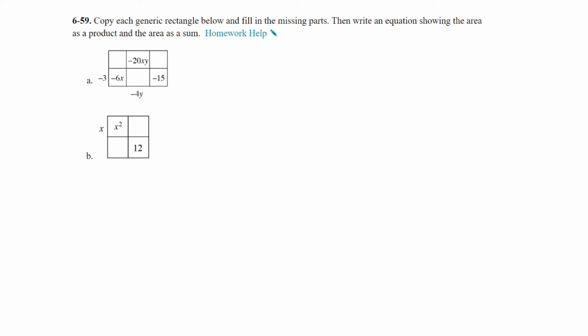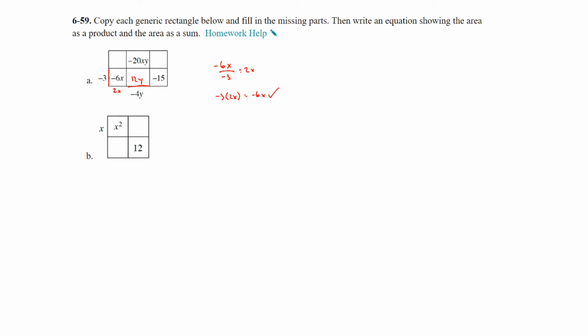So for example, I need to take -3 times this side length to get -6x. So we can work backwards, or we can just ask ourselves, -3 times what gives us -6x? If we work backwards, we want to know, what times -3. So -6x divided by -3 would be 2x. So that means I should have a 2x here. And we can just double check. Is it true that -3 times 2x is equal to -6x? And it is. So we know that's 2x. We have -4y. We can actually figure out the area because we have -3 times -4y, which is a positive 12y. So we have that one.